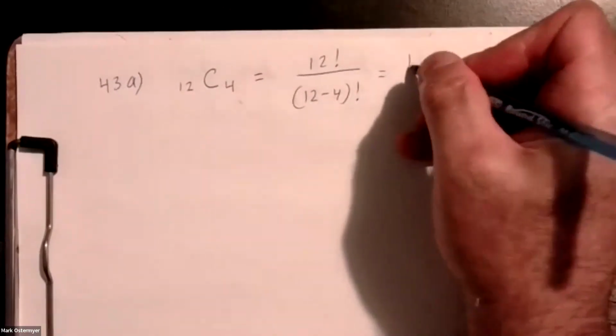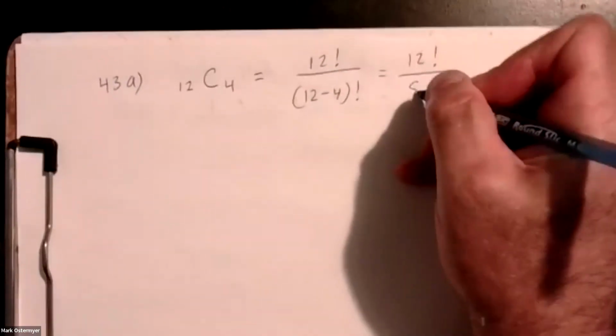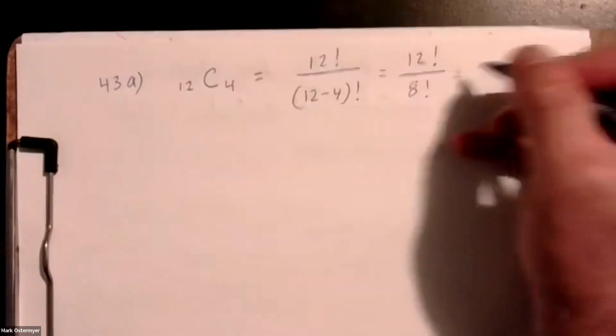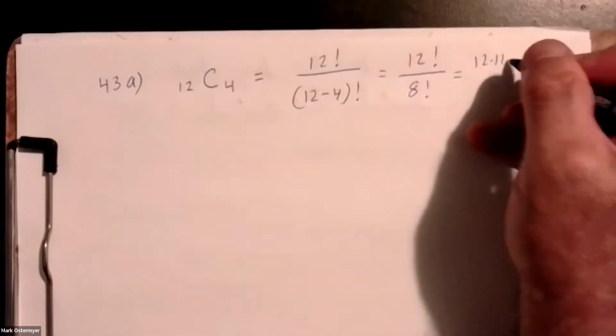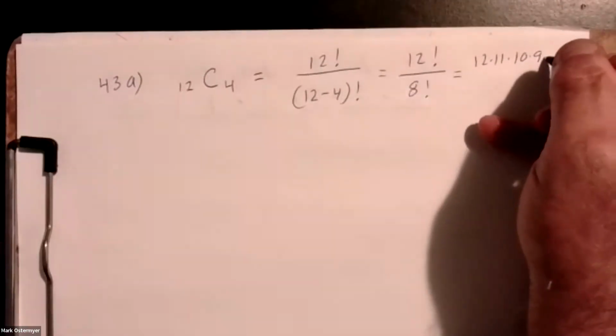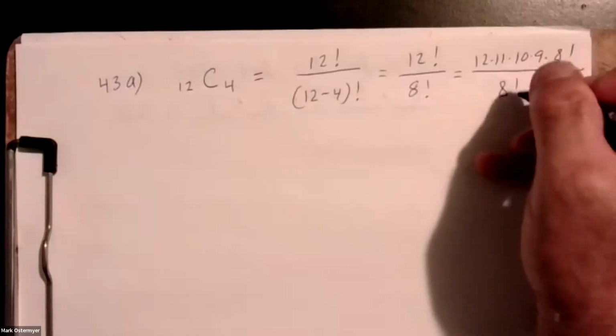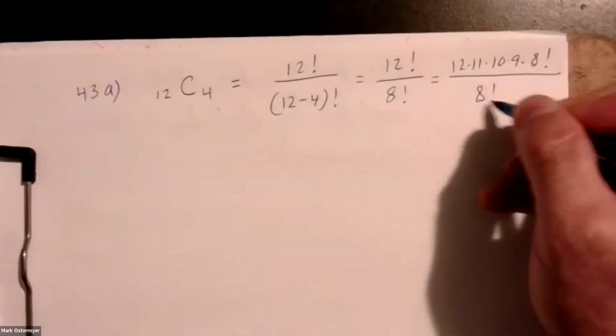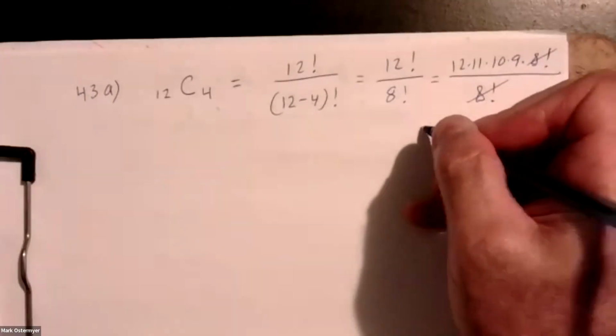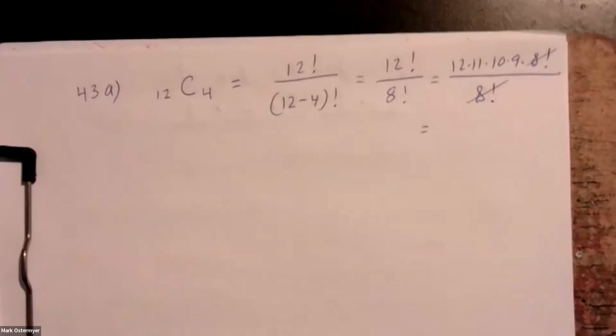That's going to be 12 factorial over 8 factorial, which is to say 12 times 11 times 10 times 9 times 8 factorial, divided by 8 factorial. So 8 factorial drops out here, and we're left with 12 times 11 times 10 times 9, which is going to be 11,880.